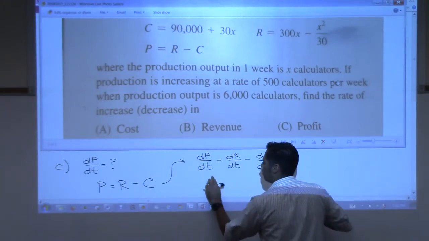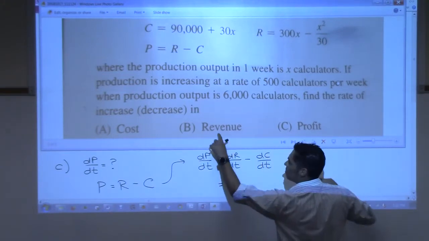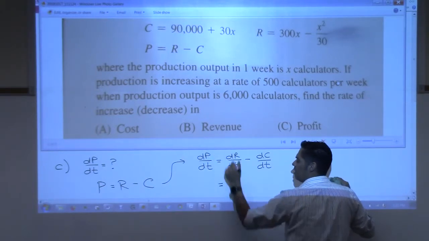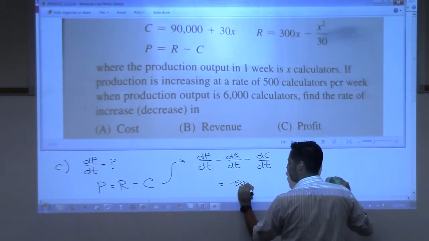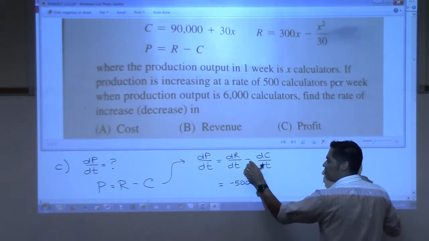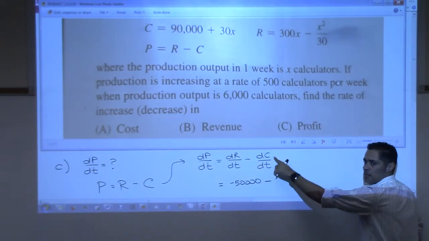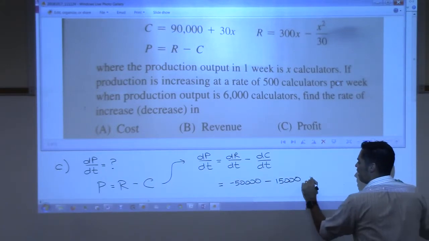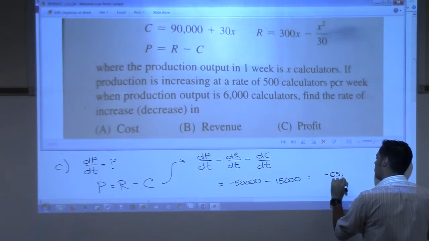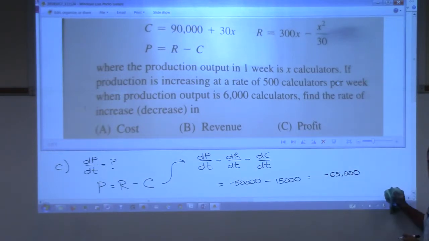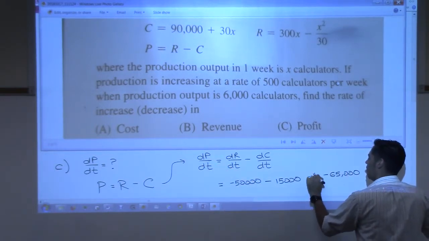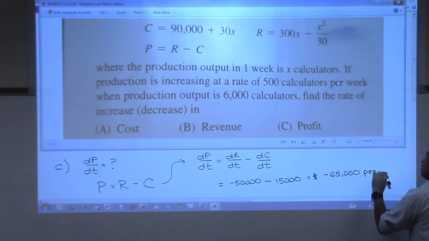So this is equal to, what was our answer for dr dt? That was this one? No, dr dt. This was this one, right? Negative 50,000, right? And then we're going to subtract from that, what was dc dt? 15,000. And so at the end of the day, this is negative 65,000, isn't it? Negative 65,000 what? P is profit in dollars per week.